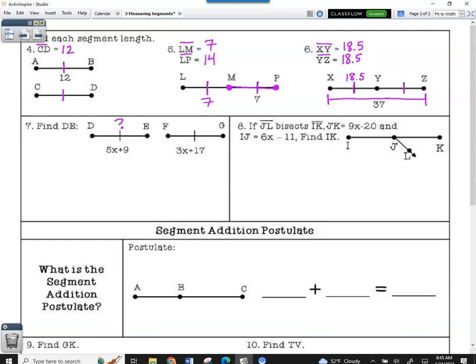I know 5x plus 9 represents the length of DE, right? So I could come over here and say, okay, DE is 5x plus 9, but I don't know what x is, so I can't finish that part yet. I've got to set something up to get x. I'm going to set up an equation. We talked about, there's two scenarios so far that we've learned. It's either something equals something, or it's part plus part equals whole. What's the scenario here?